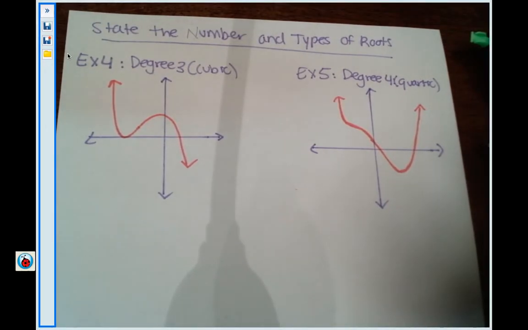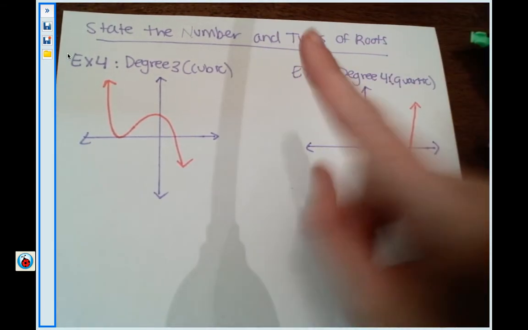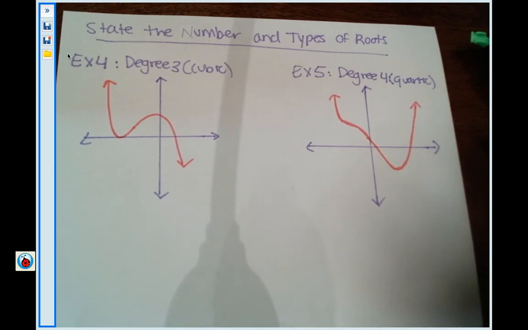Okay, everyone, so example 4 and 5, we are going to be talking about the roots of the polynomials, which roots, zeros, and x-intercepts all mean the same thing. So if you ever hear any of those words, we're talking about the same thing. So the roots, you guys, are the x-intercepts, and that is where the graph smacks the x-axis.